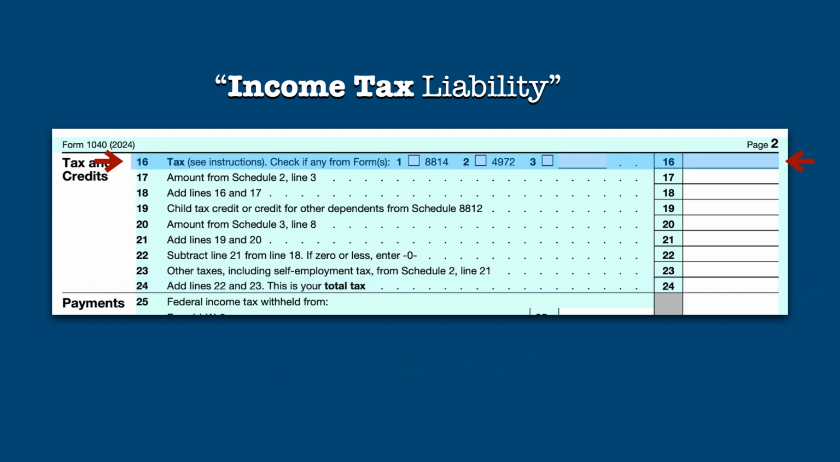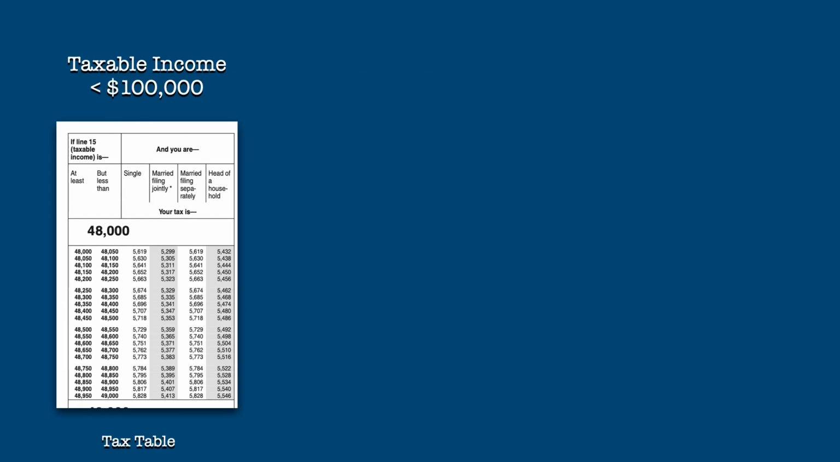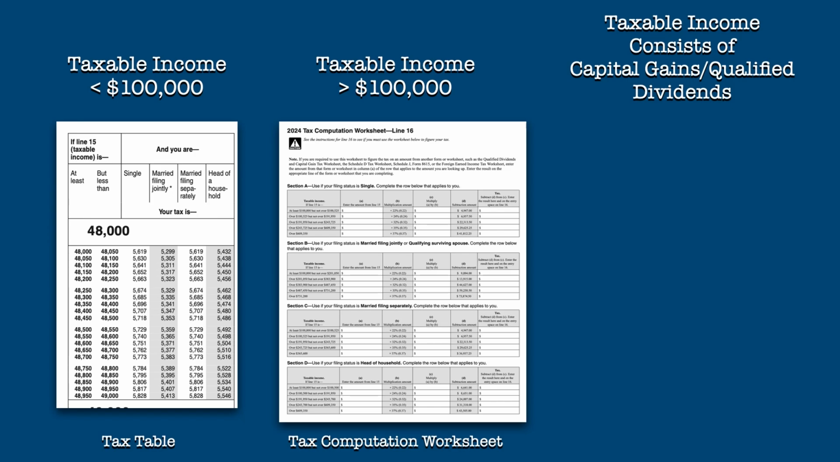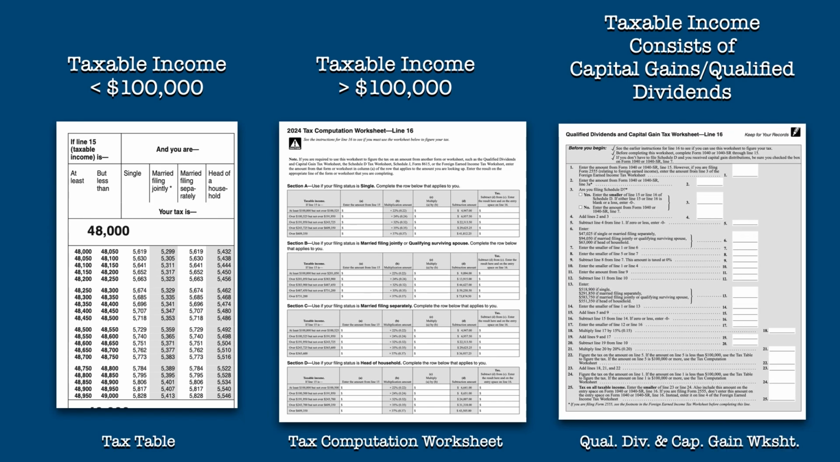Your aim should be to get the figure on line 24 to be as low as possible. But let's start by looking at the figure on line 16. This is your income tax as determined by your taxable income, the nature of that taxable income, and your filing status. It is determined by looking up your taxable income in a tax table if your taxable income is $100,000 or less, calculated using the tax computation worksheet if your taxable income is greater than $100,000, or by filling out a qualified dividends and capital gains worksheet if part of your income includes those types of income.